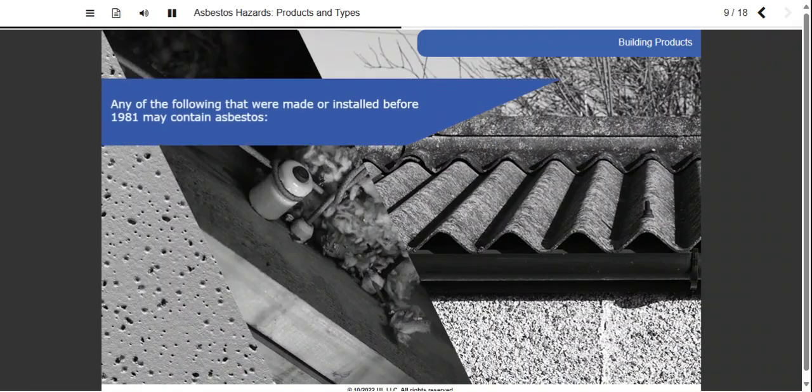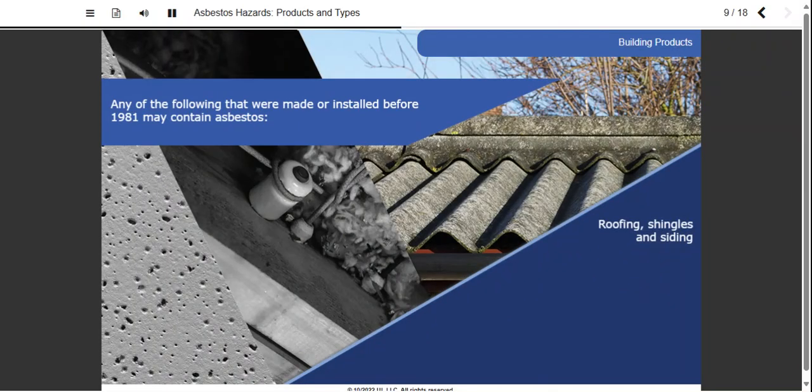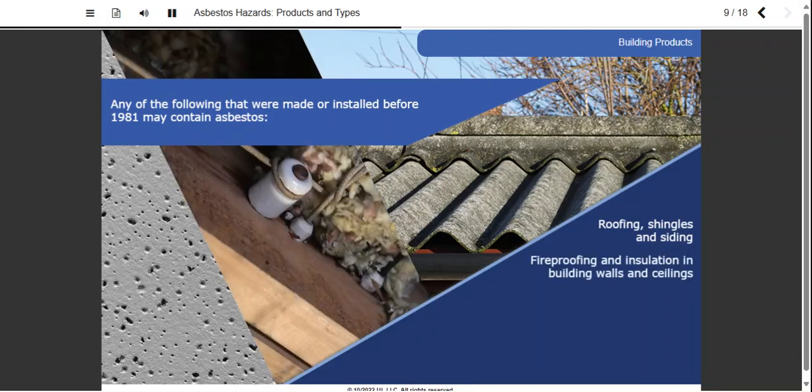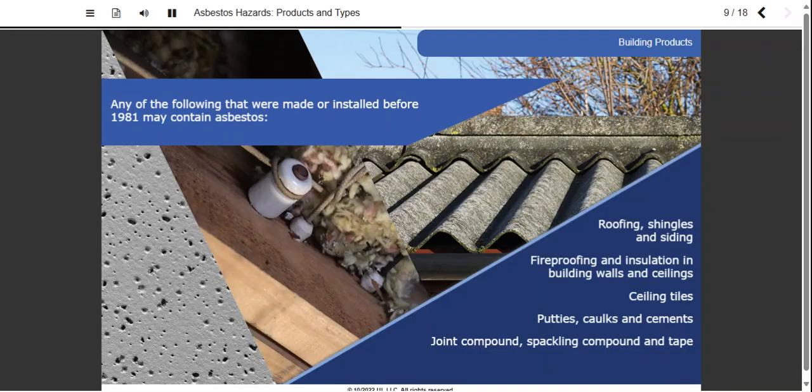Any of the following that were made or installed before 1981 may also contain asbestos: roofing, shingles and siding, fireproofing and insulation in building walls and ceilings, ceiling tiles, putties, caulks, and cements, such as those in chemical-carrying cement pipes, joint compound, spackling compound and tape, and soundproofing or decorative materials that people sprayed on walls and ceilings.